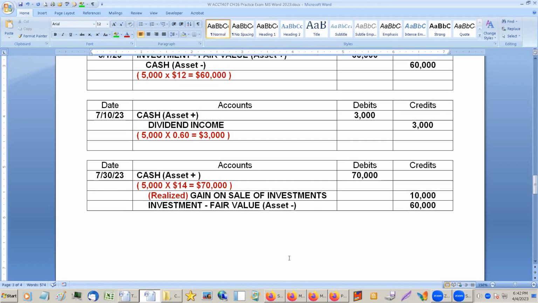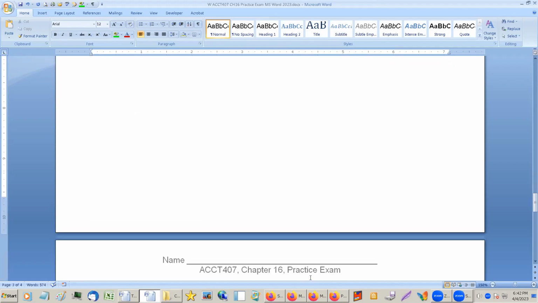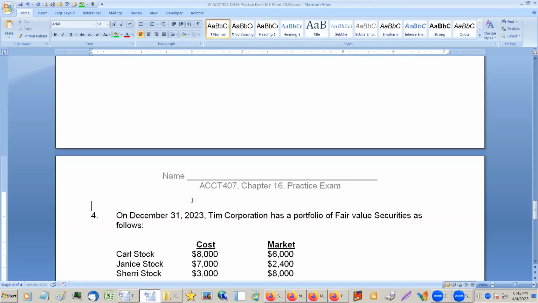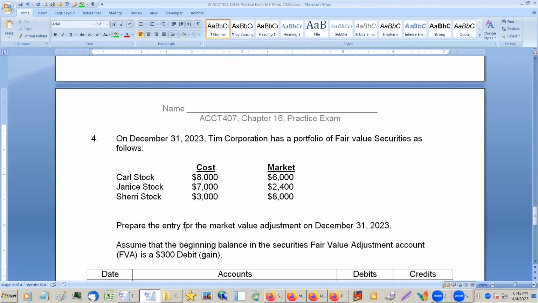And because this is realized, there's no fair value account either. Okay, and the last one on the test.